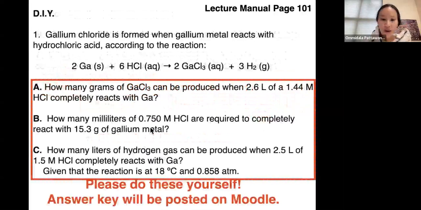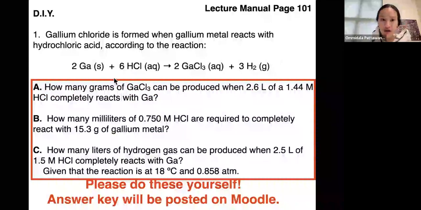Here are more examples that you can practice yourself. I would like you to do this yourself. Once you're done, please check your work and answer against the key that is posted on Moodle.